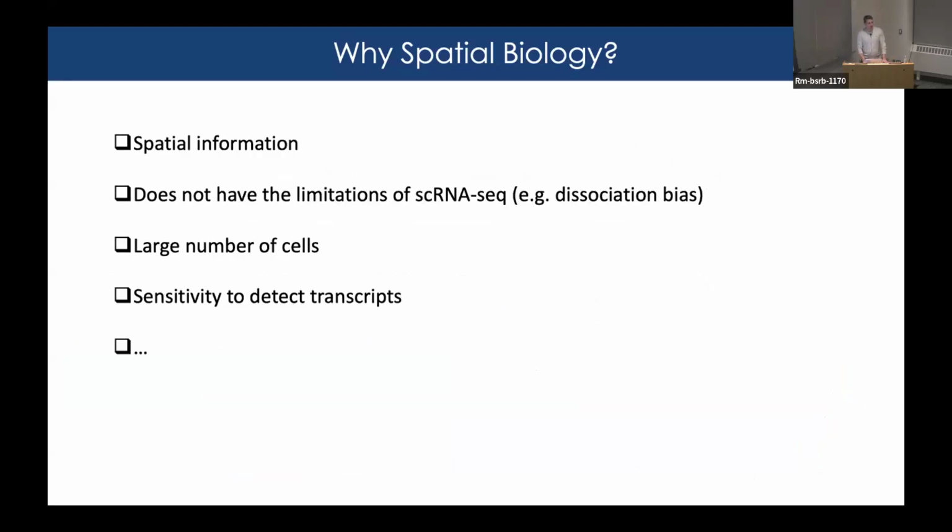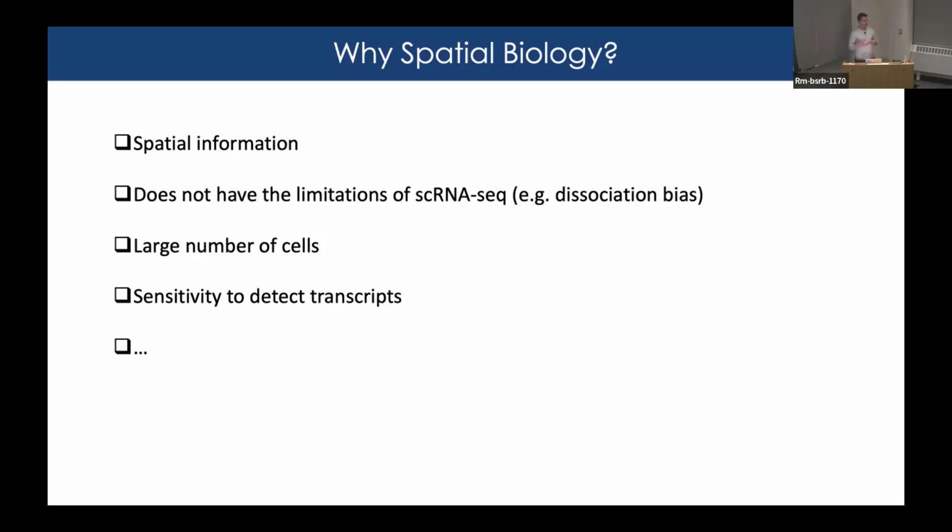All right, so why spatial biology? I'm just going to jump right in; there are many different reasons. I think the most obvious reason is that it gives you spatial information, while the counter technology, single cell, doesn't really do that. It doesn't have the limitations that single cell RNA-seq does. I don't know who of you does single cell RNA-seq, but there's a lot of dissociation bias and other things that you cannot really avoid. It gives you a large number of cells. It has a high sensitivity depending on which technology you use.